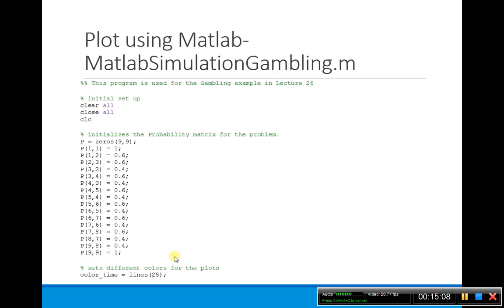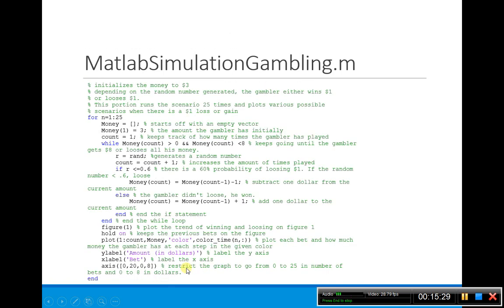Okay, so now we were asked to plot this, and this is a MATLAB code that is on D2L. This goes through basically what it does. It sets up the space, it clears everything out, it does our probability transition matrix, so it sets it all to zeros to begin with, and then fills in only what it needs to. This is just used for plotting.